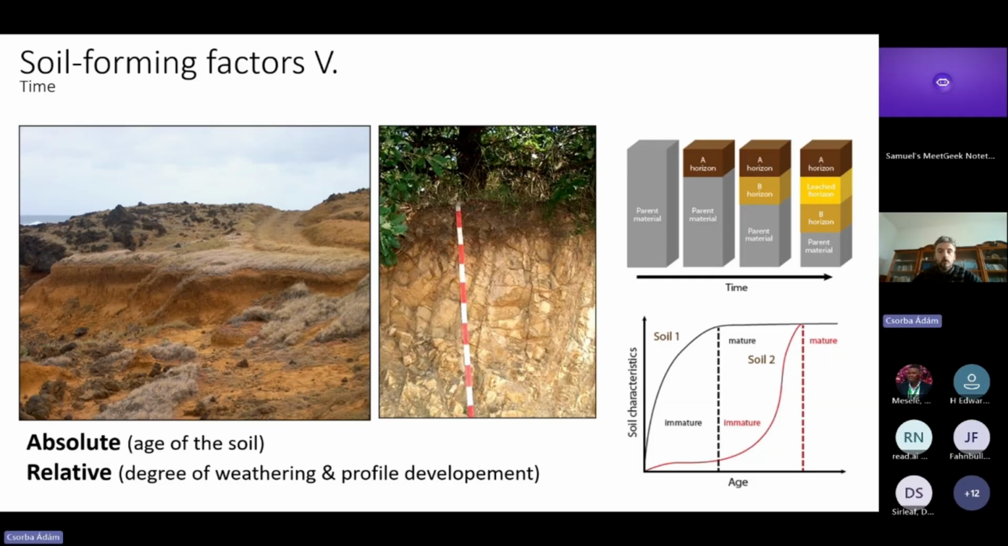A soil may be old in years, but still weakly developed if erosion or disturbance repeatedly resets its development. On the other hand, under favorable conditions, soil development may proceed more rapidly.